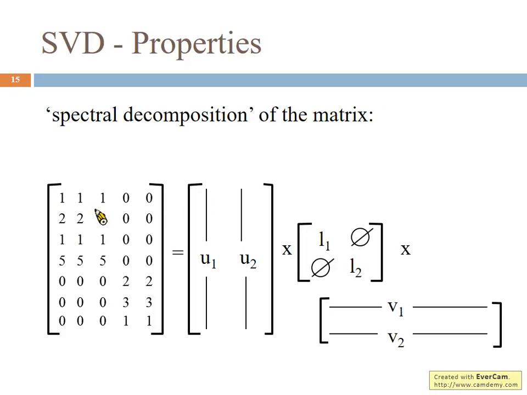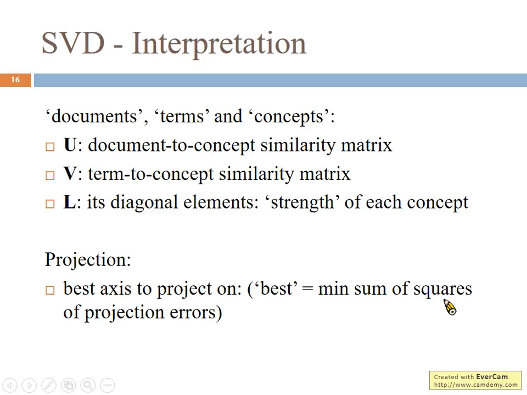So here is the example. We are given this 7 by 5 data matrix, and we want to decompose it into the multiplication of U, L, V transpose. So here U is the document-to-concept similarity matrix. V is the term-to-concept similarity matrix, and L is the diagonal matrix storing the strength of each concept.